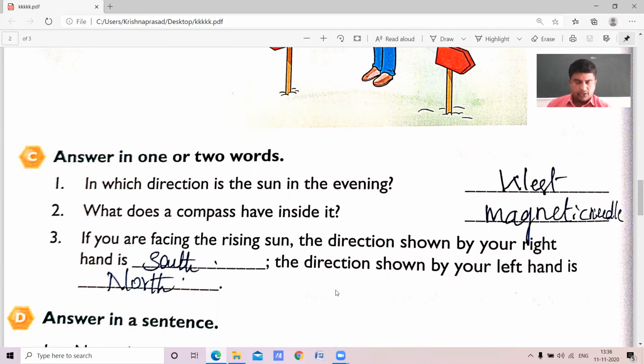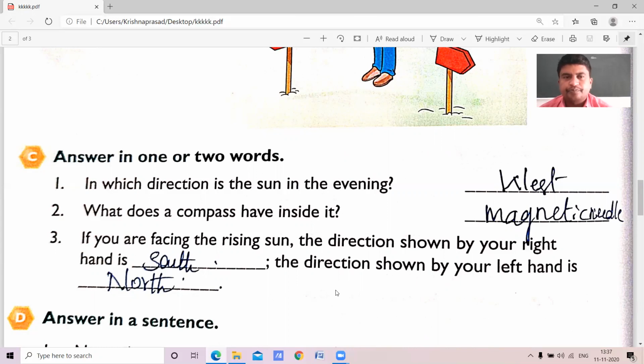The first one is, in which direction is the sun in the evening? What is the correct answer, my dear all? The correct answer is west. As you all know that, in which direction is the sun in the evening? In the evening, the sun is always in the west, because the sun sets in the west, right?